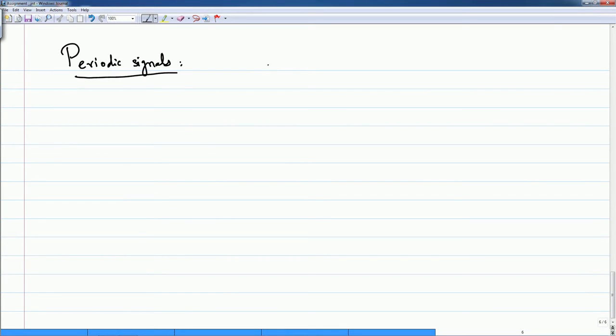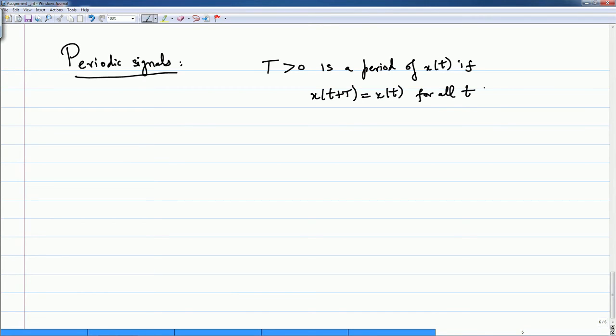periodicity is the following. Okay, T greater than 0 is said to be a period, let me define it a little bit more carefully, is a period of x of t if x of t plus T equals x of t for all t. Okay. So, that is the way to think of periodic signals.